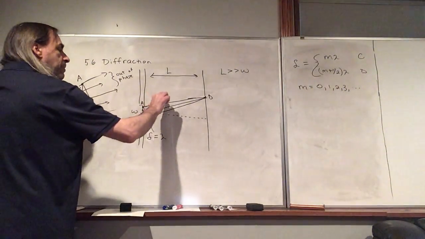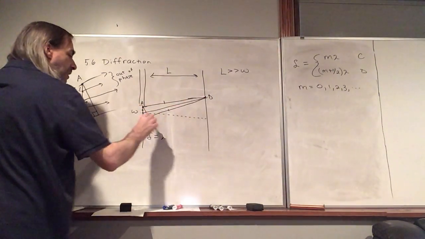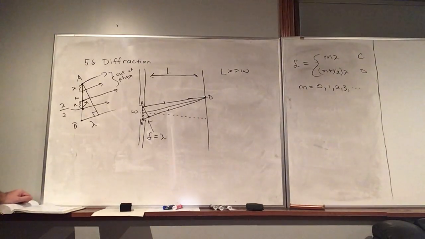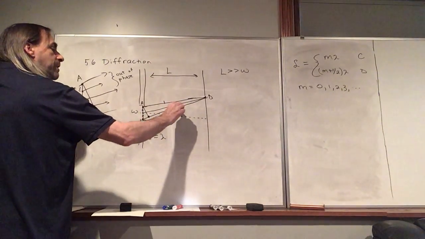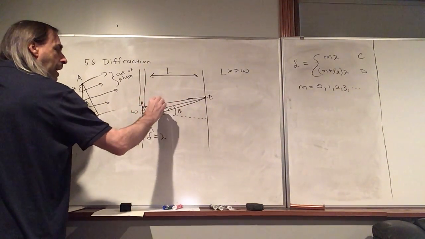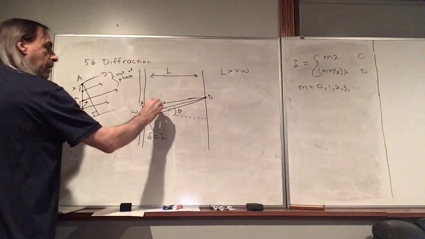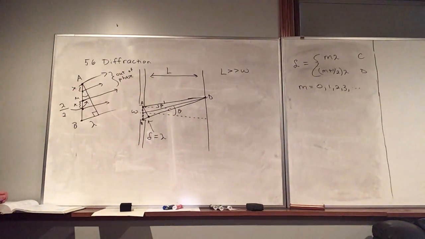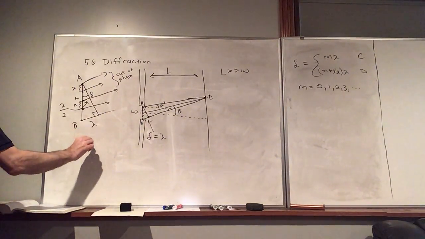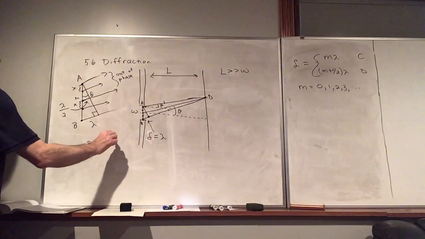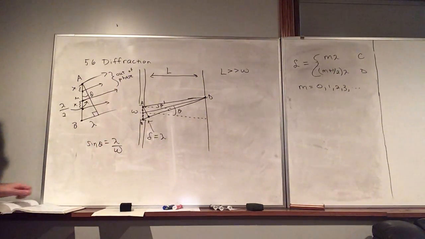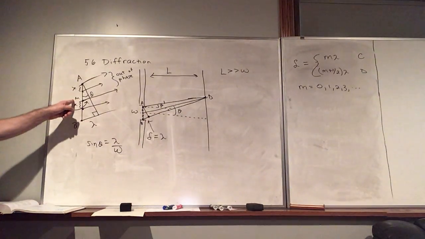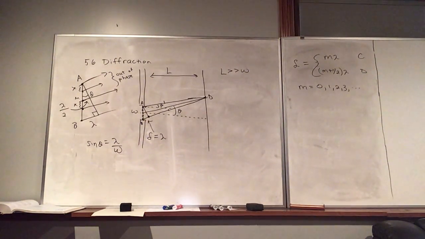So we mark off these 2 points that are equidistant from D. So a path length difference here is lambda. That gives rise to destructive interference. And remember, this angle here was theta. So if we draw this parallel line, that angle's theta, which would also make this angle theta. And so looking at this triangle, we can say sine of theta is lambda over W. So opposite over hypotenuse. Hypotenuse is across from the right angle.